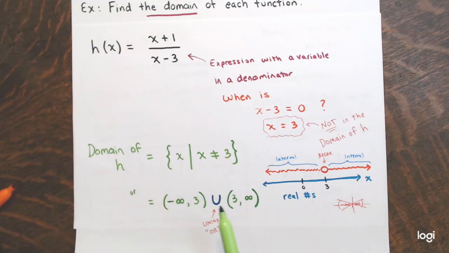There are 2 intervals to write because there is a break in the graph. There is a break in the domain at 3, breaking the real number line up into 2 separate pieces, so I need 2 intervals.